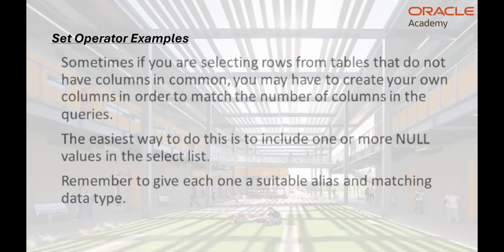So for some more realistic examples, after setting the stage, sometimes you're selecting rows from tables that do not have columns in common. You may have to create your own, and this is usually the case. The easiest way to do this is to include one or more null values in the select list so that you're creating your own. I'll show you how that works in a second. Remember to give one a suitable alias and a matching data type.